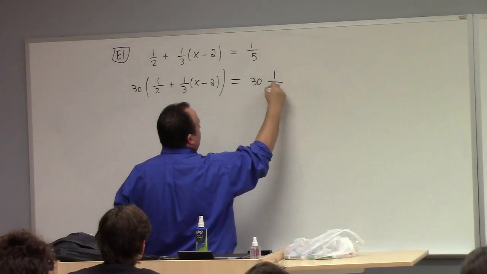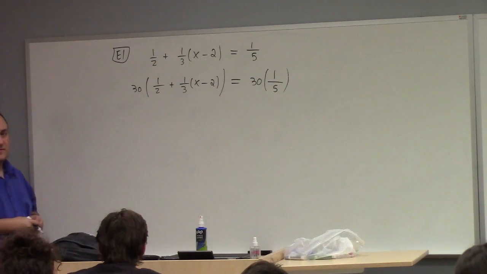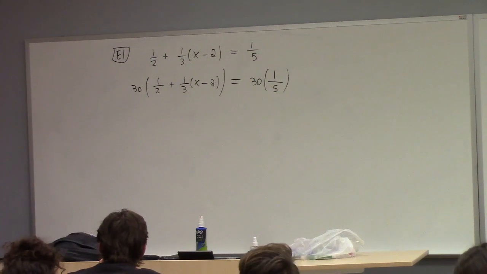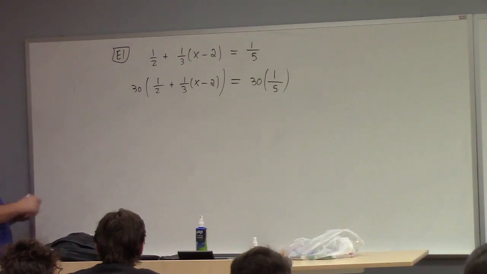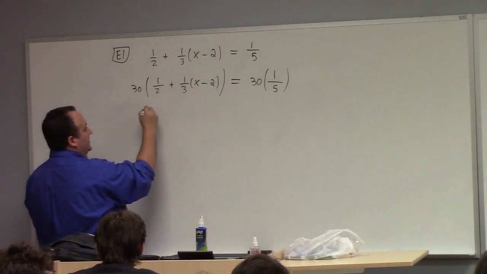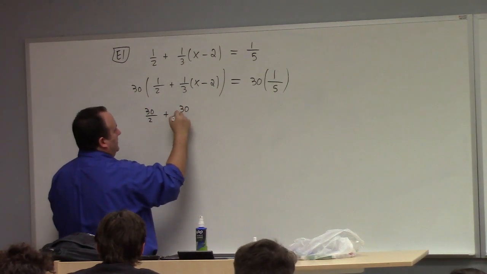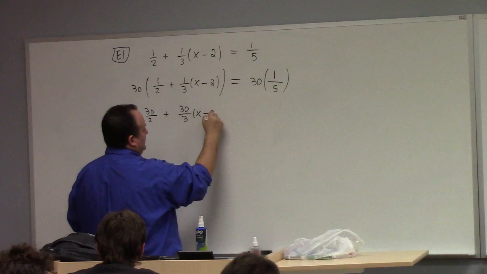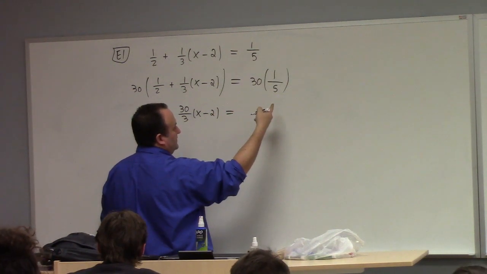And now all of the things you guys were telling me to do, totally reasonable steps, but not lazy enough. All right, let's be lazier. So multiplying by 30 is very nice because then we have to distribute. So this is 30 over 2 plus 30 over 3 times x minus 2 equals 30 over 5. What's 30 over 5? 6, right?